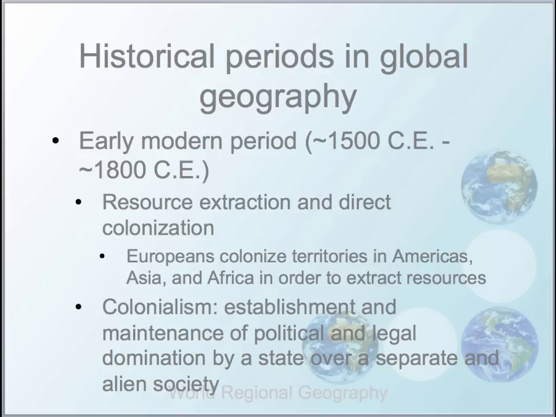So first we'll talk about the early modern period, from about 1500 in the Common Era to about 1800 in the Common Era. So this was dominated by resource extraction and direct colonization of the Americas, Asia, and Africa by Europeans, again with the main focus of the colonization being the extraction of resources. And to give a quick textbook definition of colonialism, it is the establishment and maintenance of political and legal domination by a state over a separate and alien society.